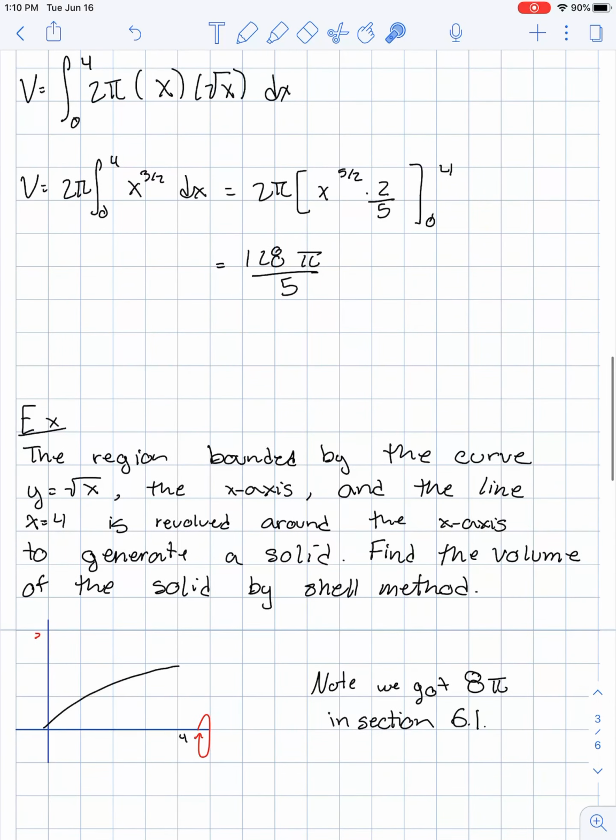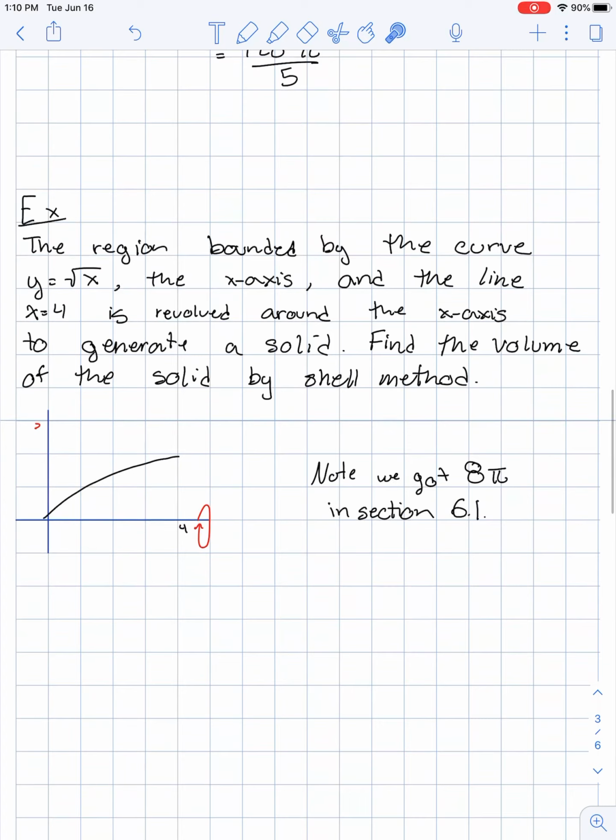So it's, again, the region bounded by the curve y equals the square root of x, the x-axis, and the line x equals 4. And now we're revolving it around the x-axis. We actually already did this one, finding its volume using the shell method. We did this in 6.1 and we got 8 pi. So this shows you that if you're wondering how to know whether to use disc, washer, or shell.